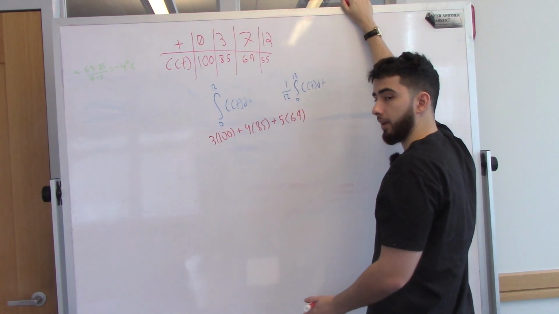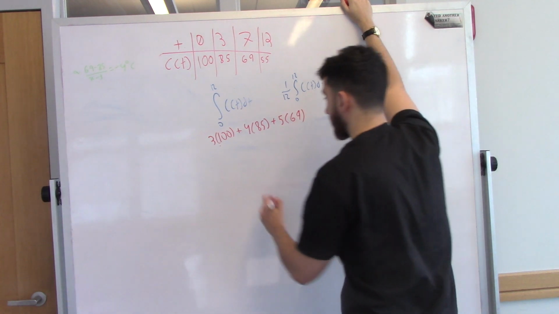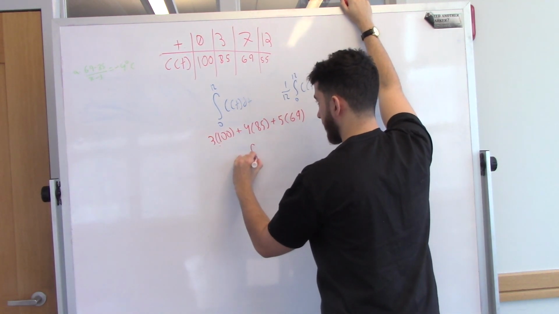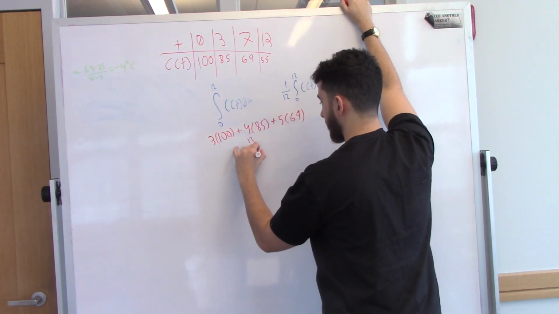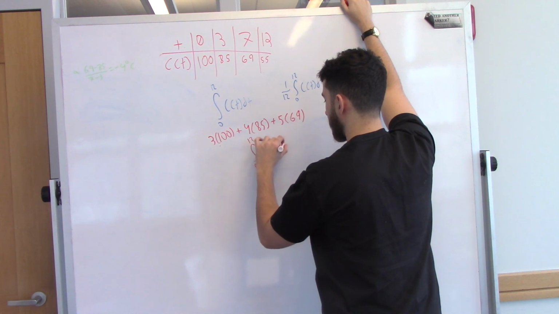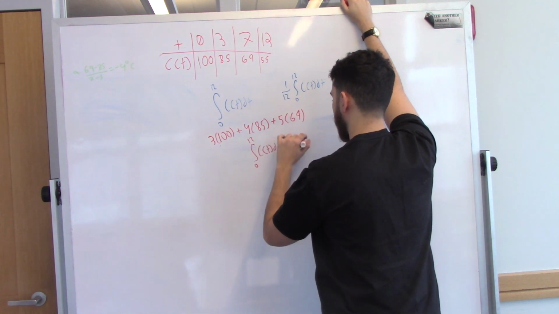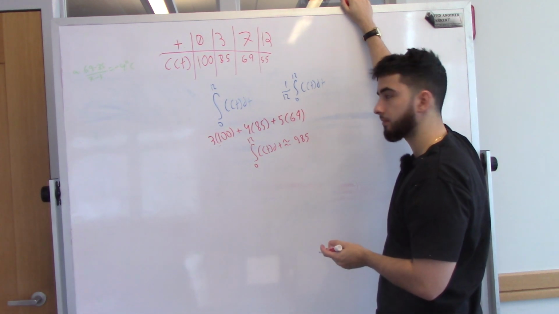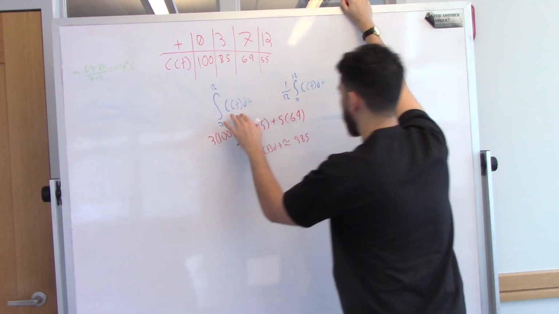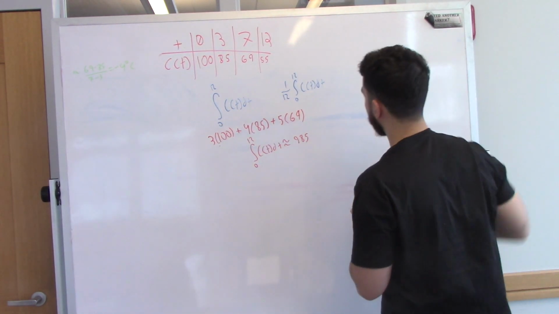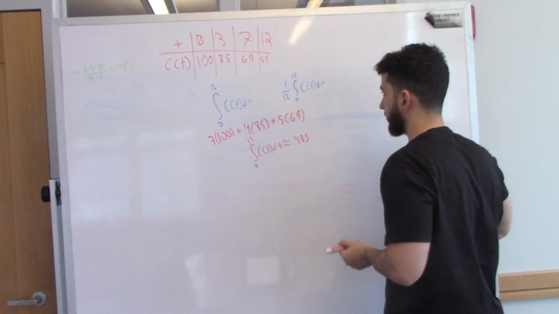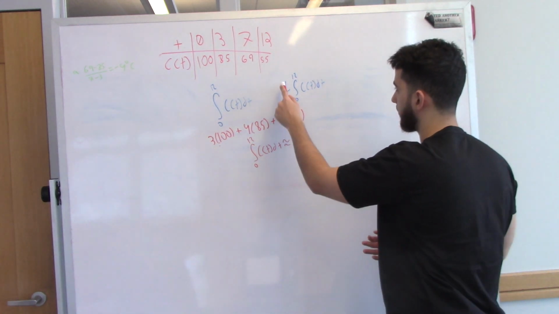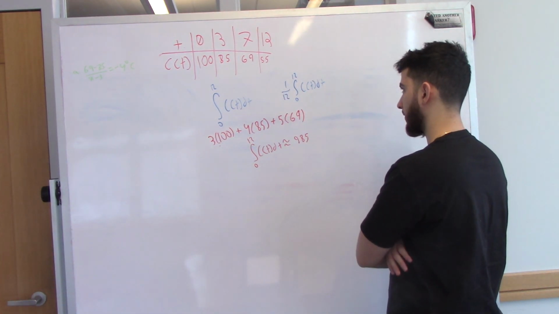Don't bother doing this by hand. Plug this into a calculator. You should get that the integral from 0 to 12 of C of t dt is approximately 985. Okay, that's this part. Now this part. Well, it's the same integral. The key difference is that we have a 12th of that integral.